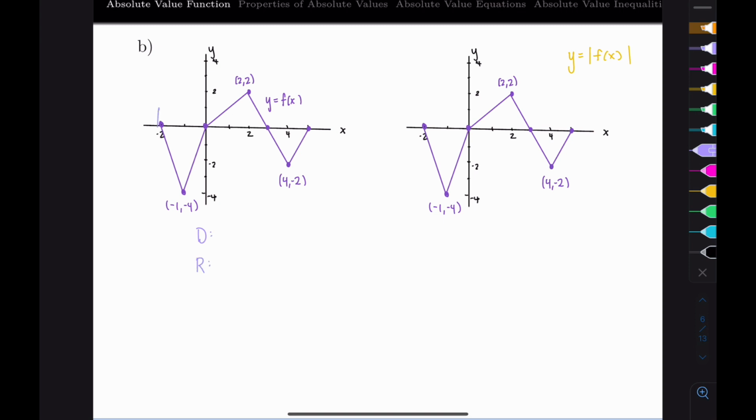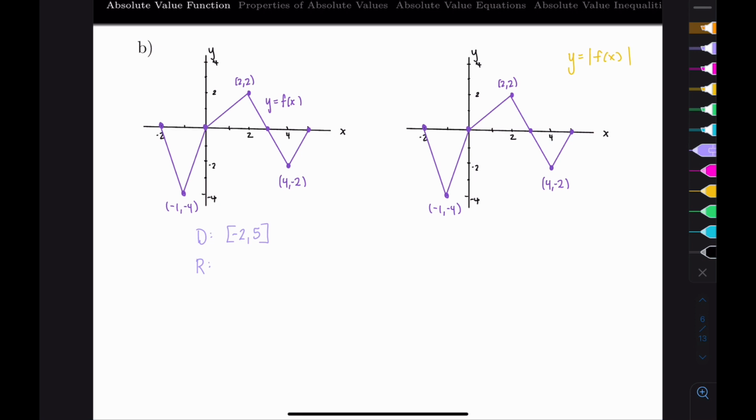We'll start with finding the domain and range of this. So our domain, the first x value we have is negative 2. The highest is 5. So our domain is from negative 2 to 5. And then for the range, the smallest y value is negative 4, and the biggest is positive 2. So our range is exactly that, negative 4 to positive 2.